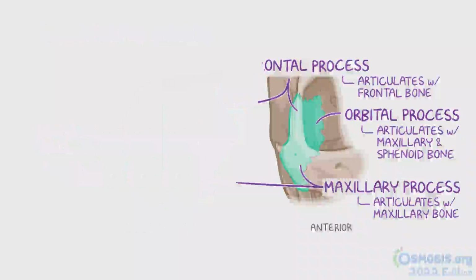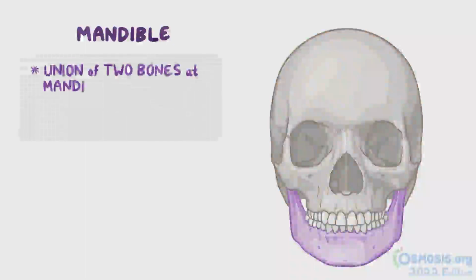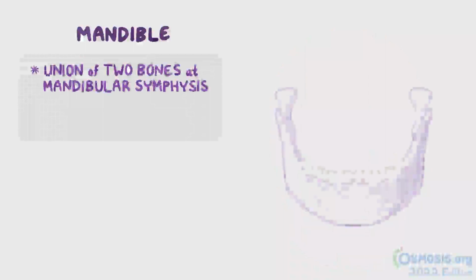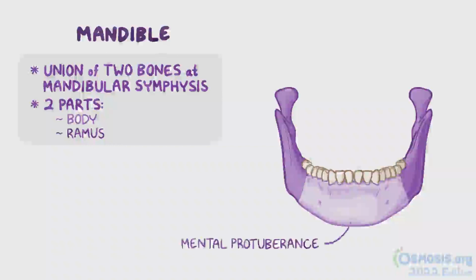Okay, now moving forward to the unpaired bones, let's take a look at the mandible. It's the bone that forms the lower jaw and results from the union of two bones in the midline at the mandibular symphysis. The mandible consists of two parts: the body, which is horizontal, and a vertical ramus on each side. The angle where each ramus joins the body is called the angle of the mandible, where part of the masseter muscle inserts. The body of the mandible presents the mental protuberance, which defines the shape of our chin.